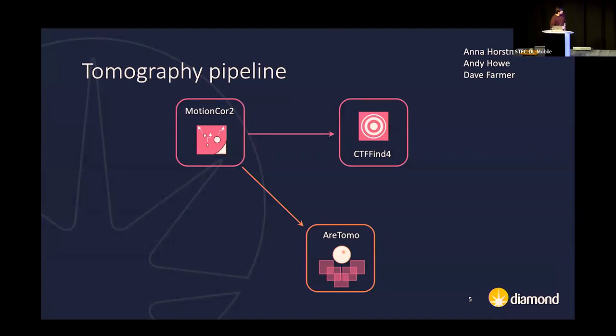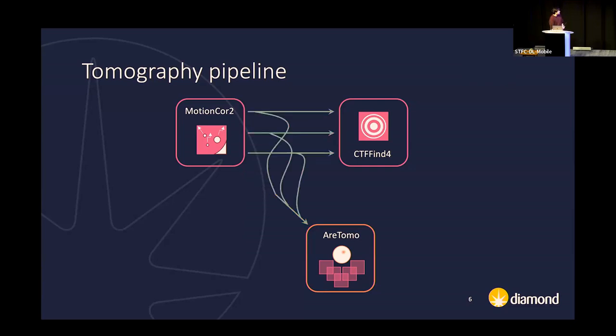So the basic tomography pipeline is motion correction in MotionCor2, CTF estimation in CTFFIND4, and then alignment and reconstruction in RELION-Tomo. Anna from the data analysis team has been leading the technical side of this work, with the science input coming from Andy and Dave.